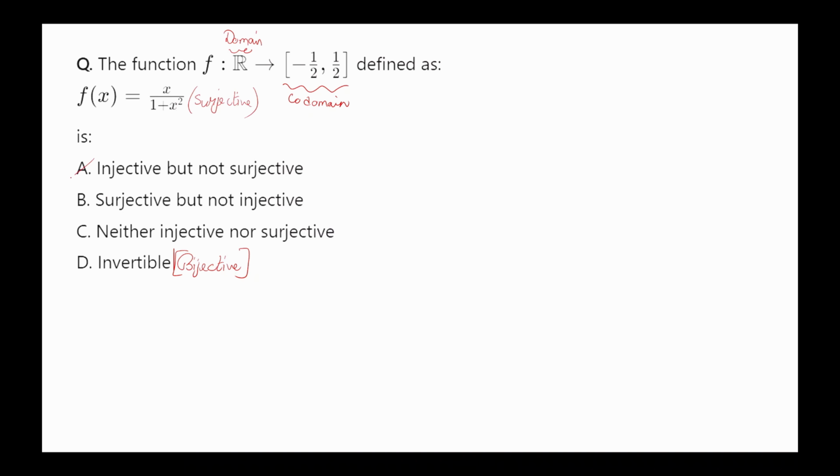That means this option is rejected. Here they've told us that it is not surjective. This option is also rejected. Now we need to check for injective function. We have to check for injection or 1-1 function.